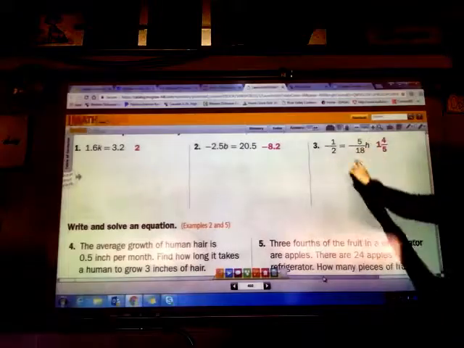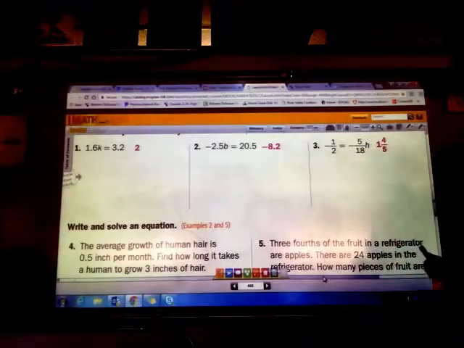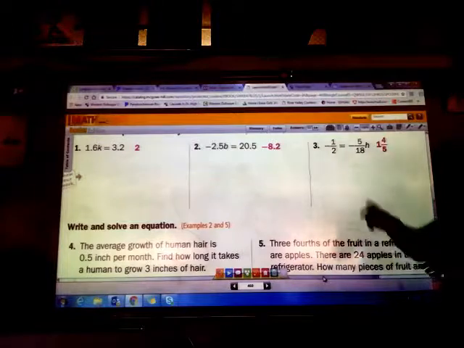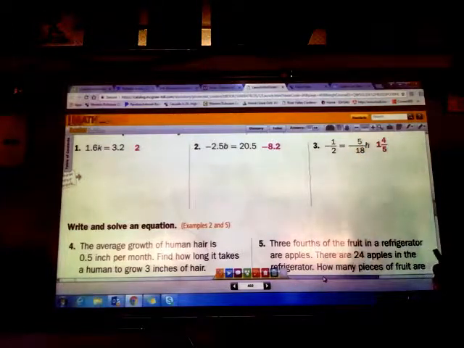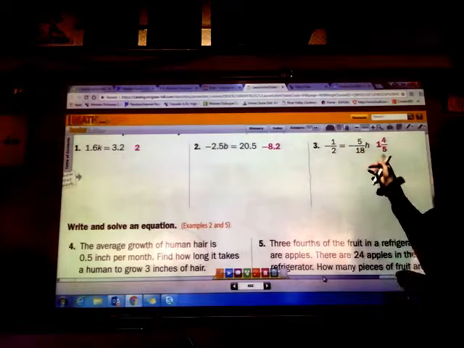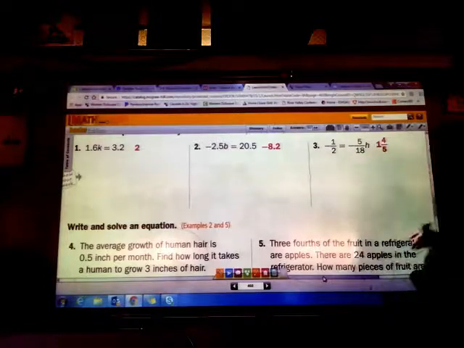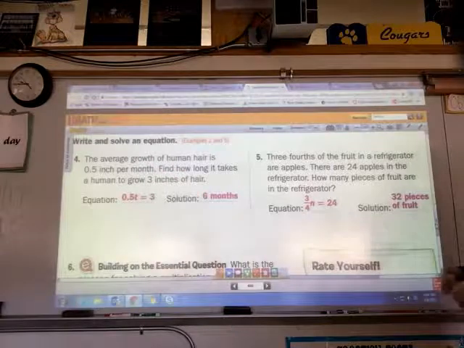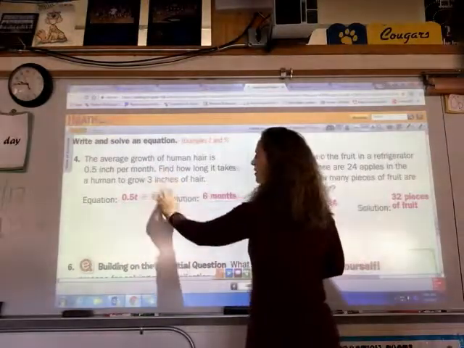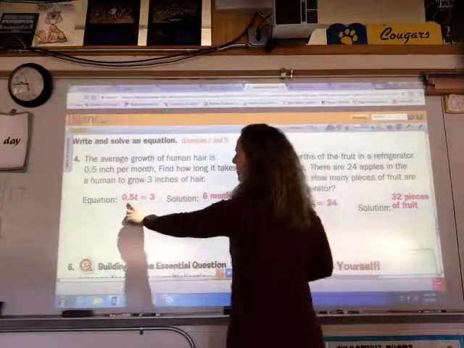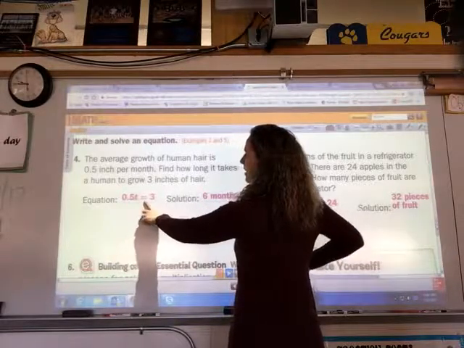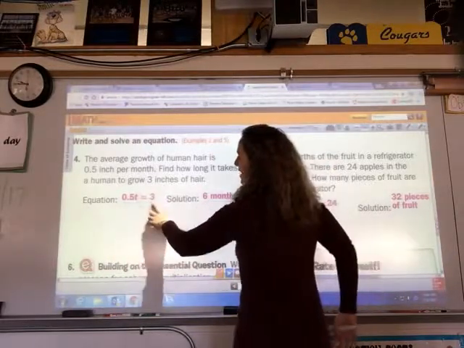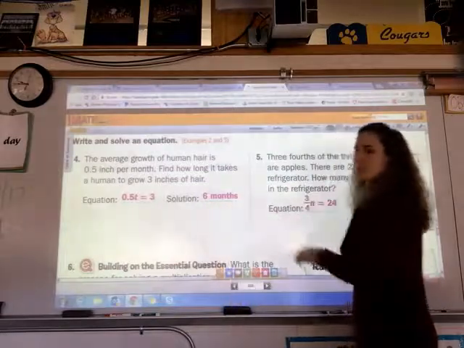Number 3, we have a fractional coefficient, so in that case we should be multiplying both sides by the reciprocal. The reciprocal of -5/18 would be -18/5. Therefore, we're going to have 1 4/5 equals h. When we take a look at 4 and 5, your job was to write and solve an equation. So your equation for number 4 should be 5/10 times t equals 3. Divide both sides by 5/10, so t should equal 6 months.